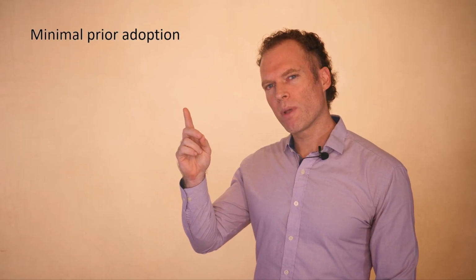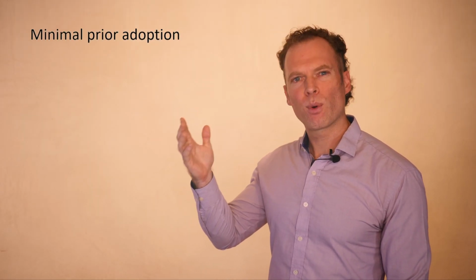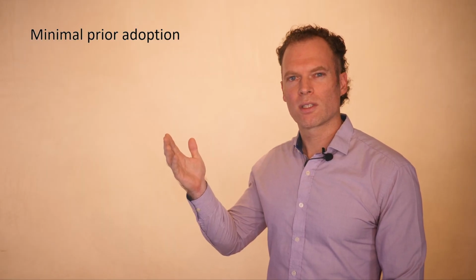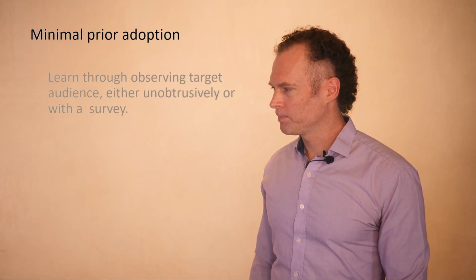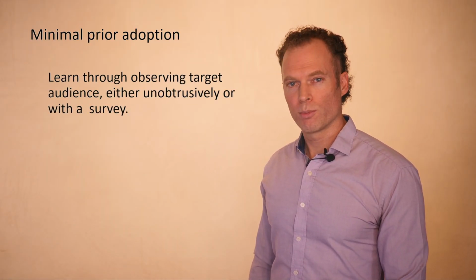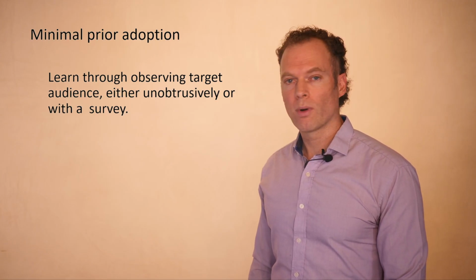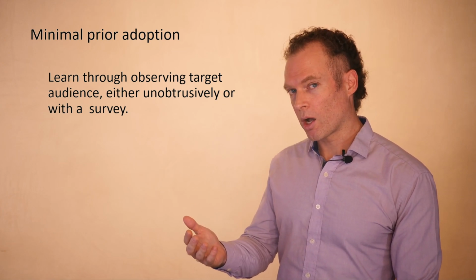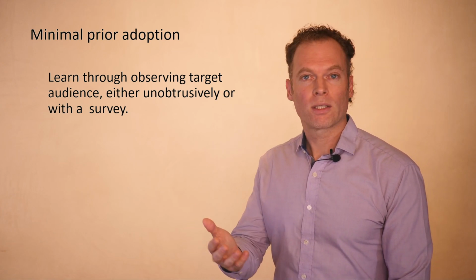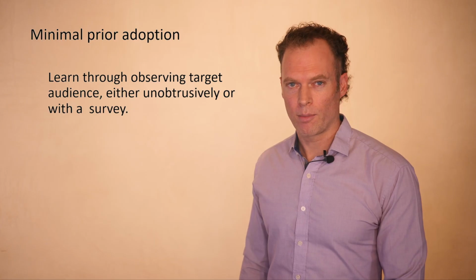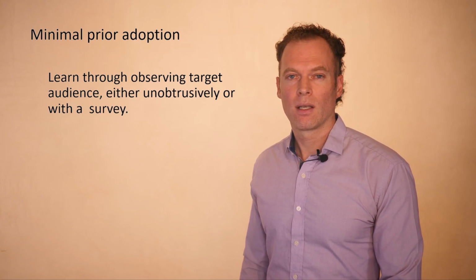Next, in choosing behaviors, we need to evaluate if a behavior is a good one to target on some criteria. First, there should be minimal prior adoption. If everyone's already doing it, then what's the point in promoting it? We can learn about prior adoption through observing a target audience or through conducting a survey, right? So we can observe them unobtrusively by watching what items people throw in a recycling bin. Or we can ask them about that in a survey.